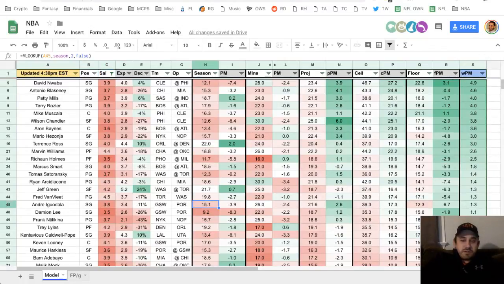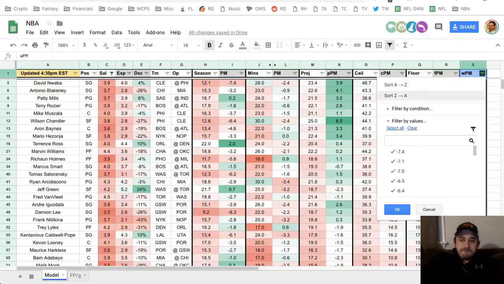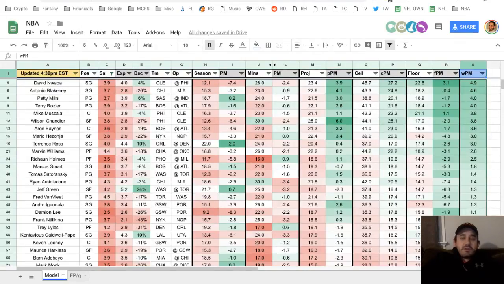And then we'll sort by weighted plus minus. And you'll notice, I guess the theory here is weighted plus minus factors in what they're projected to do tonight on a projected ceiling floor basis, what their projected fantasy points per minute will be, how they've done on a season-long time frame as far as plus minus goes.